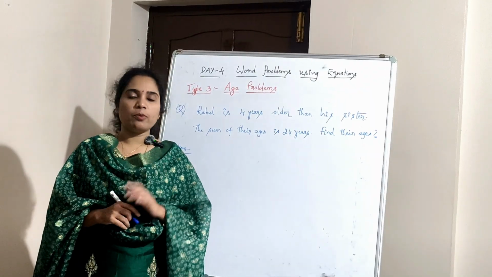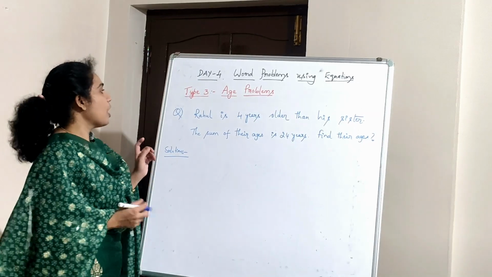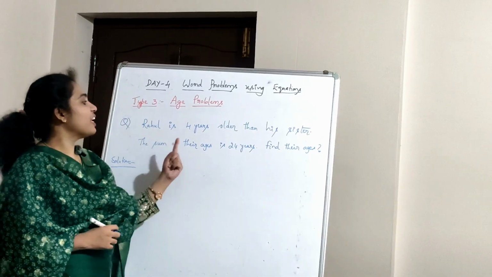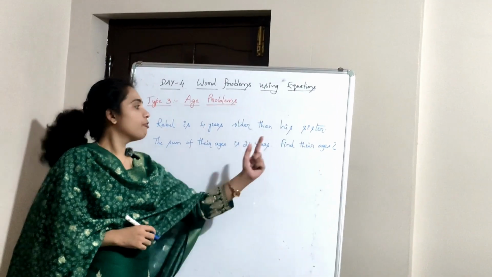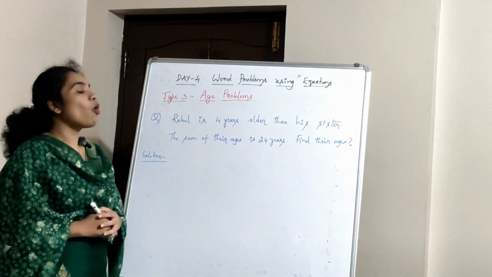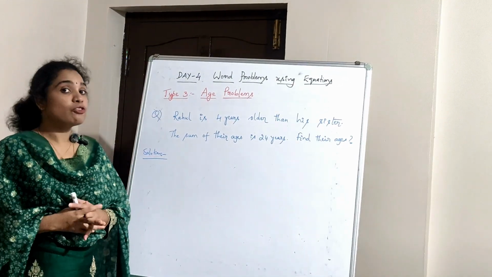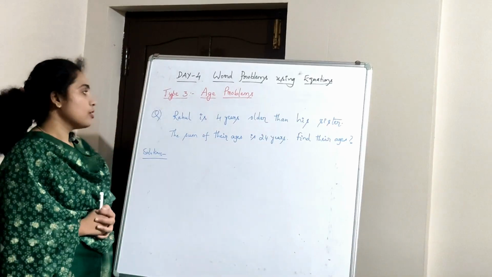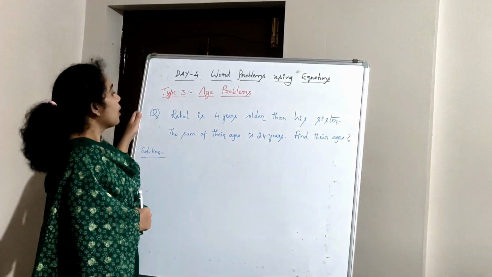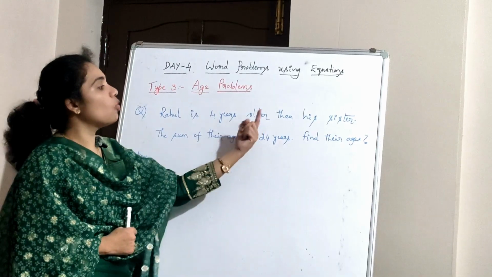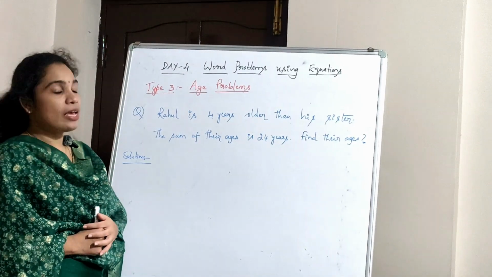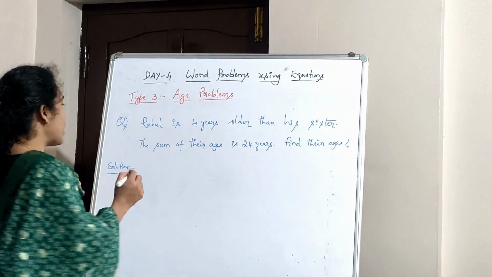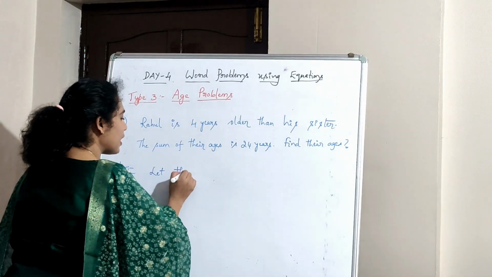Now let us solve another problem from the age problems. The question is, Rahul is 4 years older than his sister. The sum of their ages is 24 years. Find their ages. Okay, so what is x here? What do we have to consider as x? Rahul's age or his sister's age? See, look at the question carefully. Rahul is 4 years older than his sister. That means we have to consider the sister's age first. Okay, so let the sister's age be x.